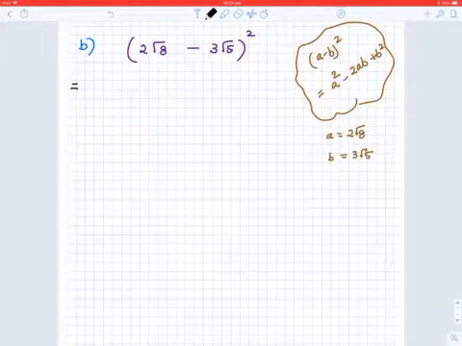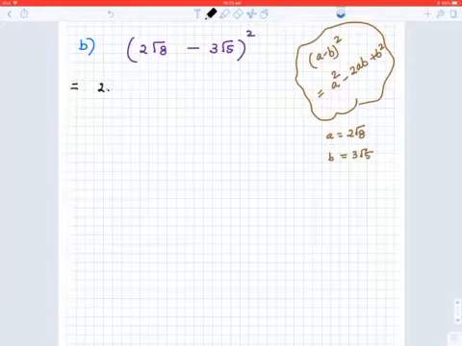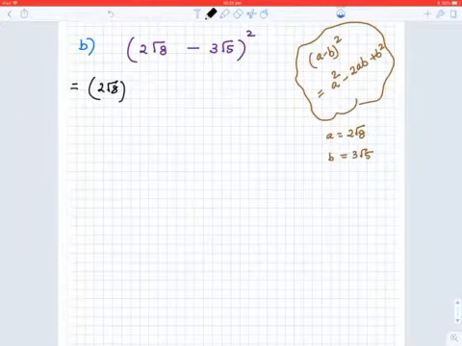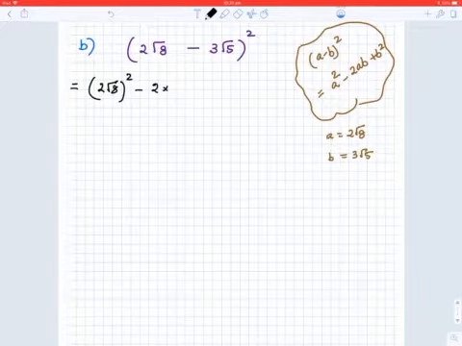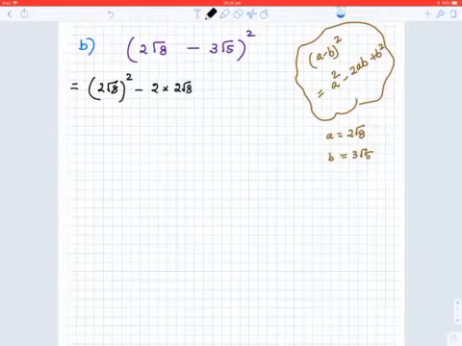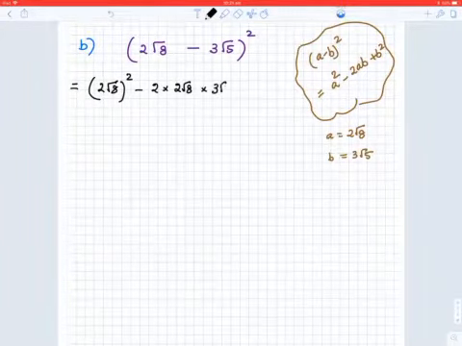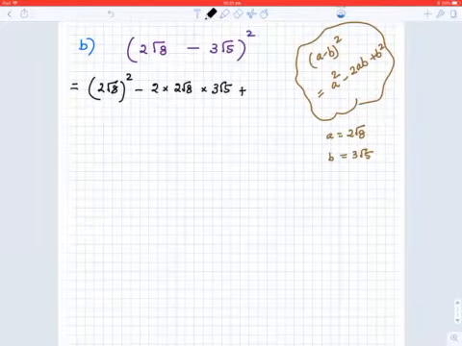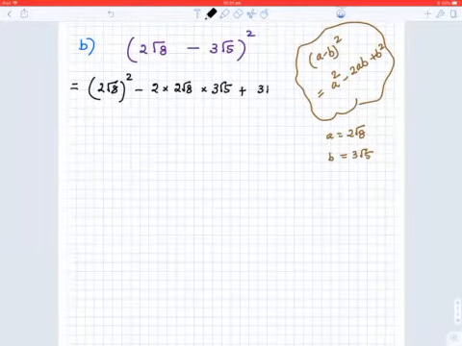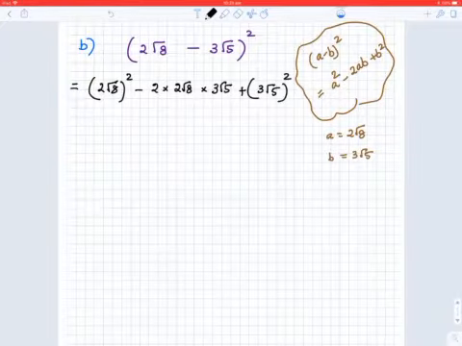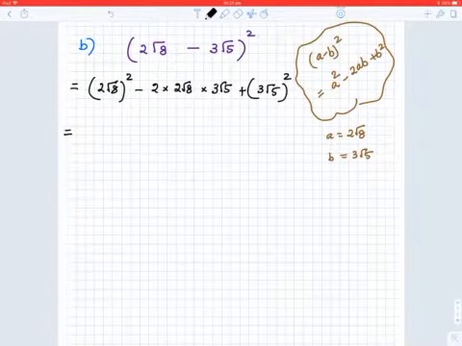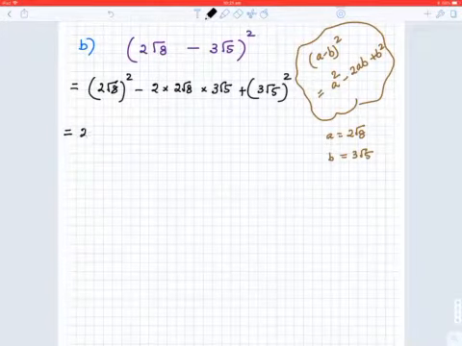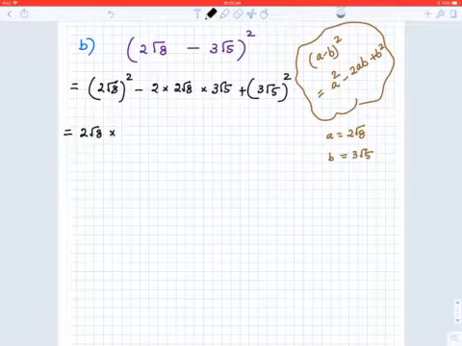Okay. So this question can be written as a², which is (2√8)², minus 2ab, 2 times a, which is 2√8, times 3√5, and then plus b², which is (3√5)². So this question can be rewritten like this. Now you have to do your normal expanding.